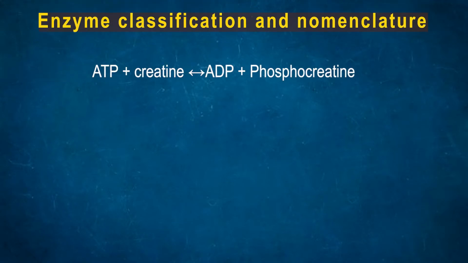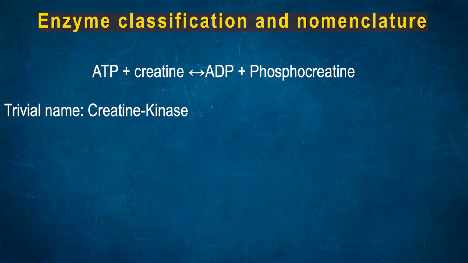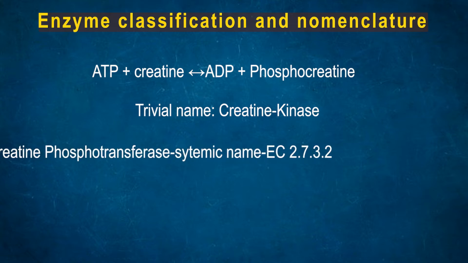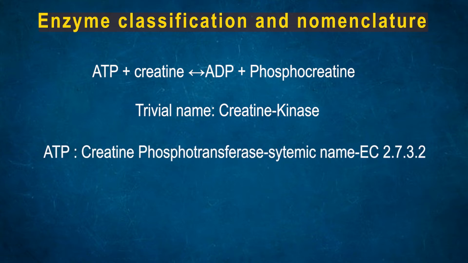There are many different names for one enzyme. Say, for example, ATP plus creatine can be transformed to ADP plus phosphocreatine by one enzyme. The colloquial, general name is creatine kinase, but the systematic name is ATP:creatine phosphotransferase, EC 2.7.3.2. So, there must be general principles so that the name of the enzyme will be accepted universally.